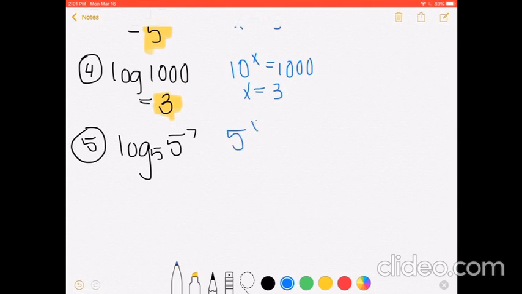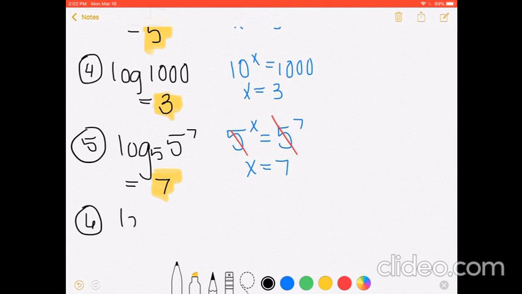All right, here's an interesting one for us. We're going to read 5 to what power is 5 to the 7th, and we're going to just use that equality property of exponentials, and we can get rid of those bases, and that means that x is equal to 7. So 5 to the 7th is equal to 5 to the 7th, and there's our final answer there, 7. And if you want to check that, you can write it in exponential form, and you'll see that both sides are equal.